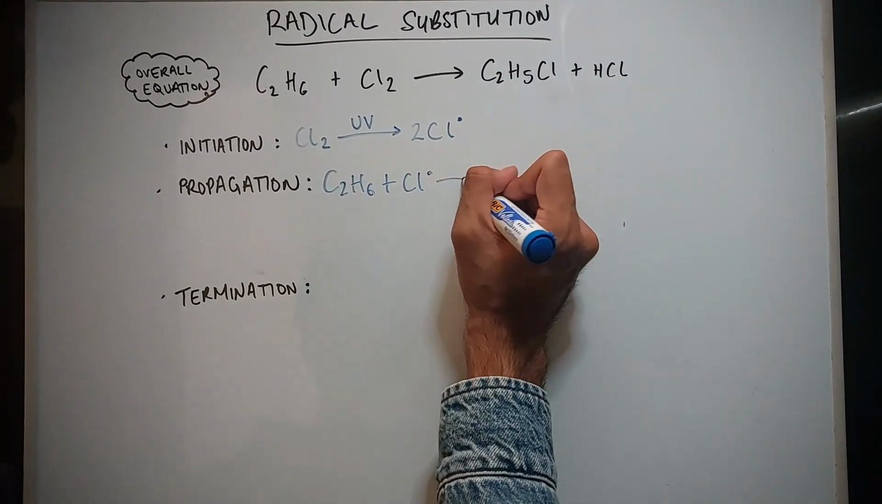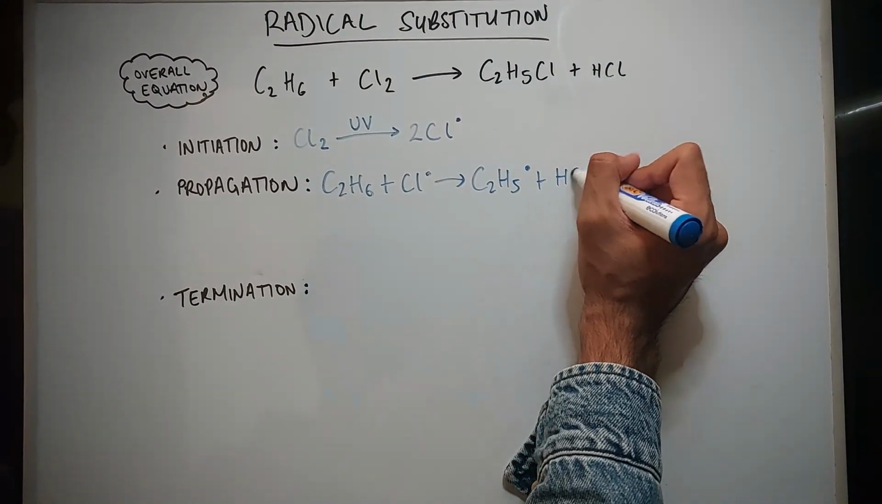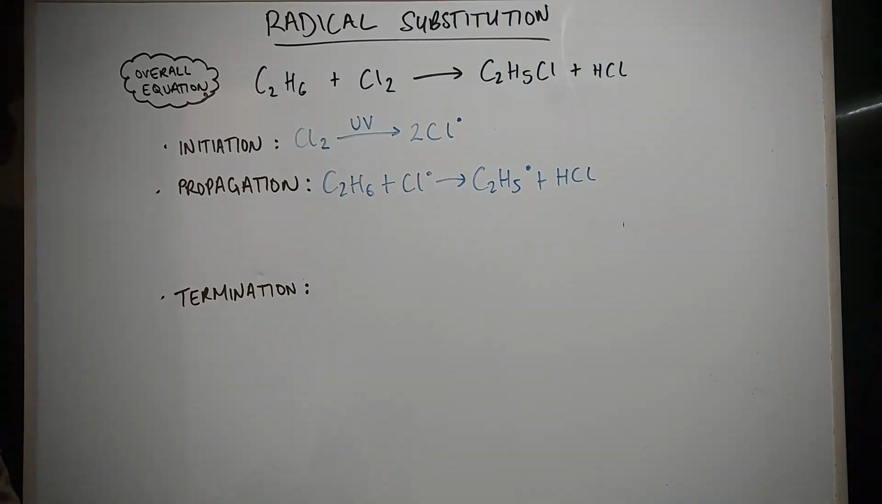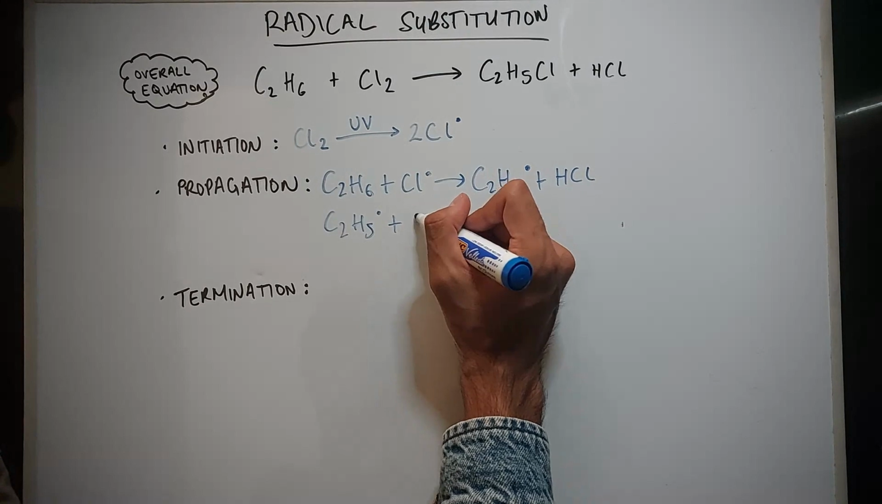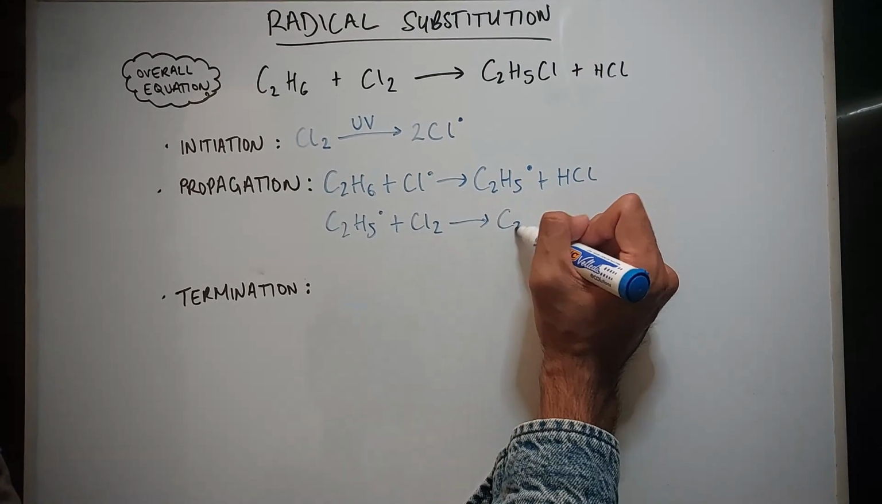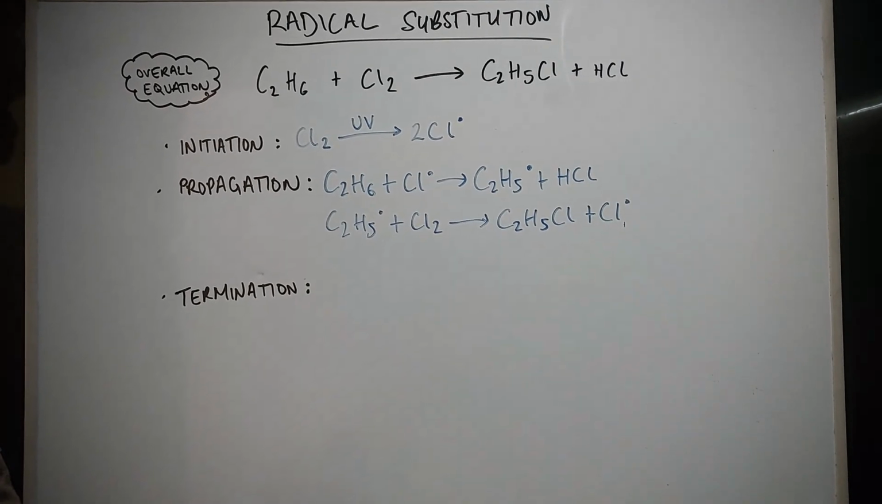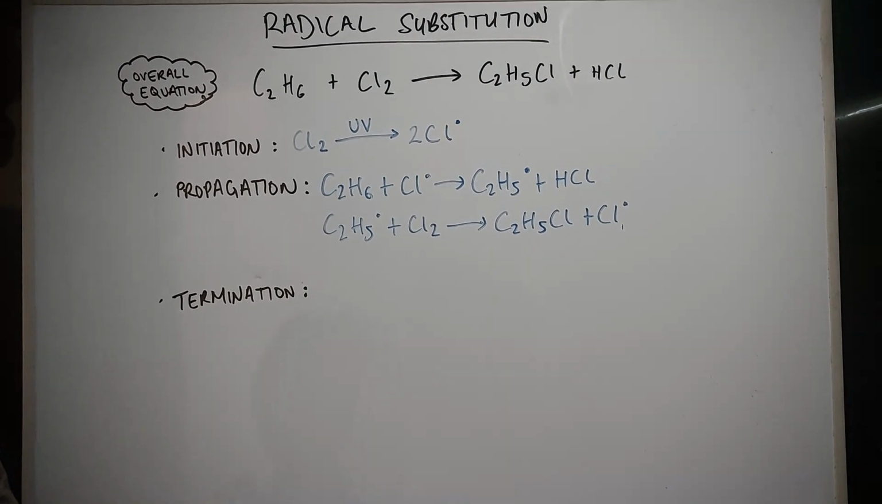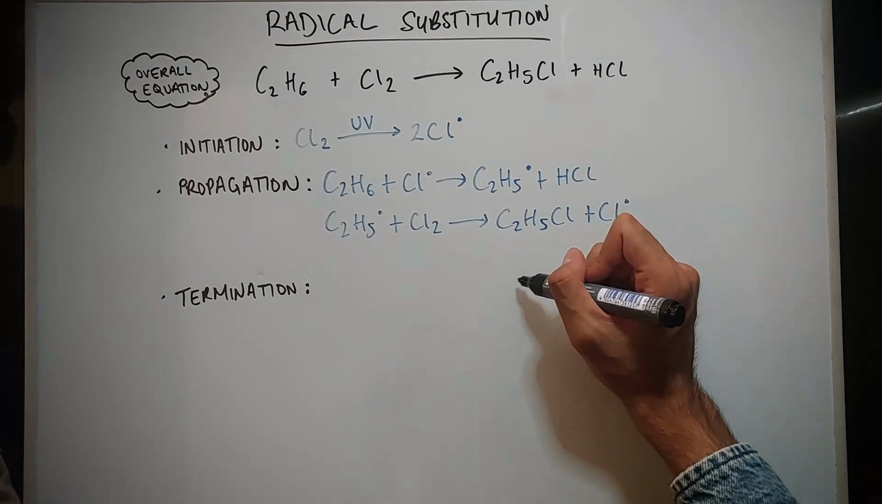Propagation is the use of these radicals, and is where the actual substitution takes place. A radical reacts with a molecule, forming a new radical and a stable molecule. In this case, our chlorine radical will react with ethane to form HCl and this ethyl radical. That new radical can react again, so you've got a chain reaction occurring here. In the second propagation step, the ethyl radical reacts with chlorine, forming chloroethane and a chlorine radical.